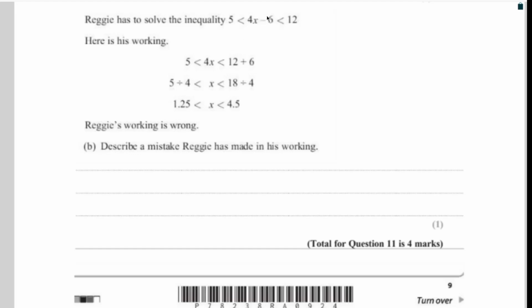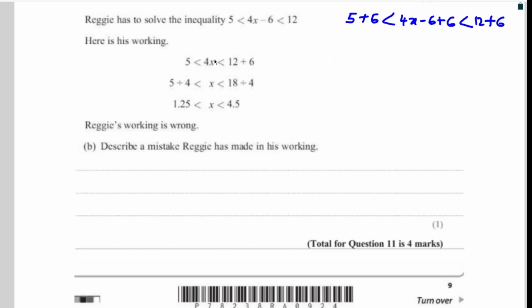He has added this 6 to this side only. We can't work like that. If you are adding 6 to this side, you have to add it to each and every part of the inequality. 5 plus 6, 4x minus 6 plus 6, 12 plus 6. So each and every side of the inequality has to be added by 6.